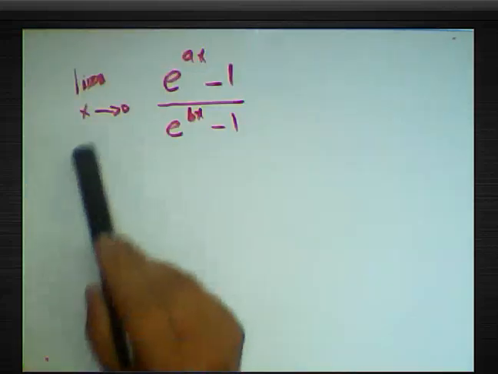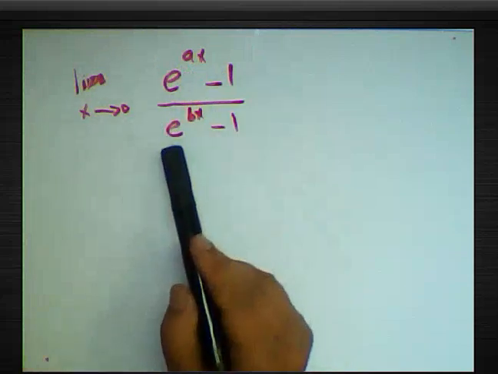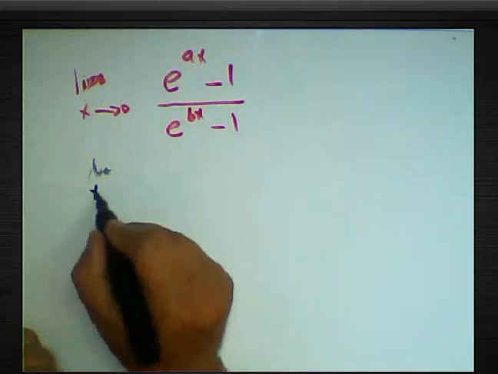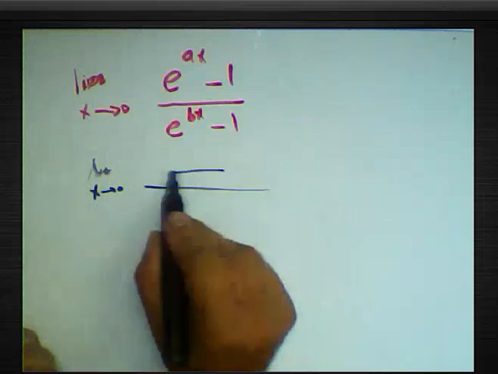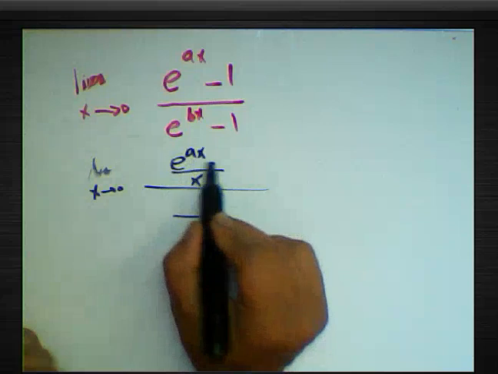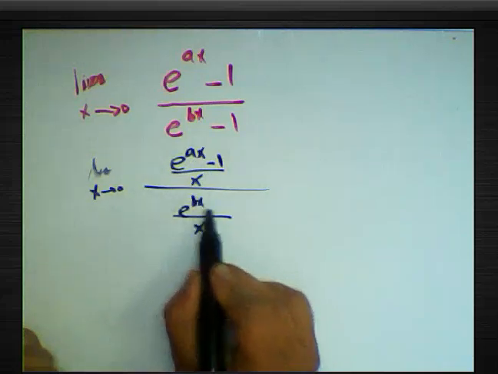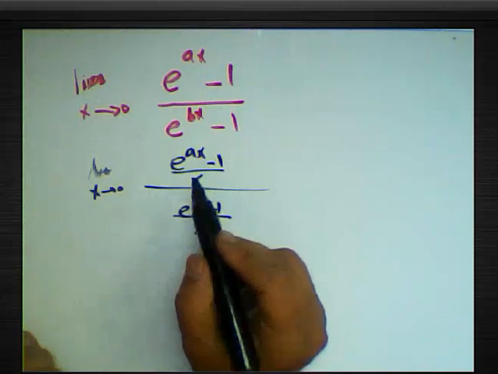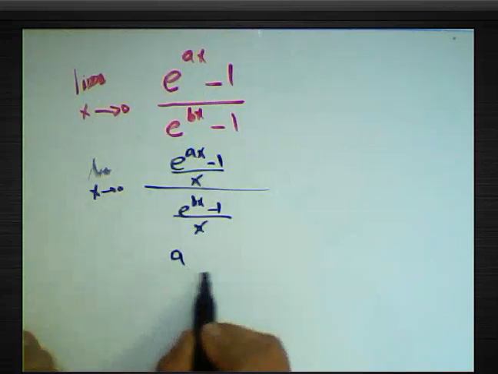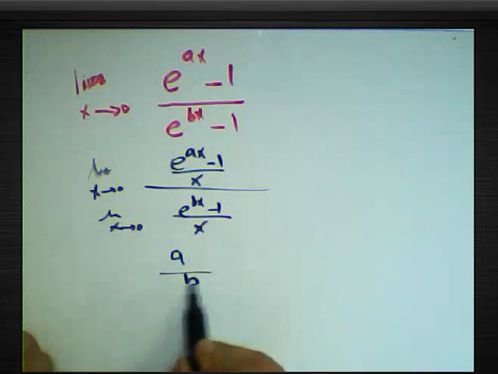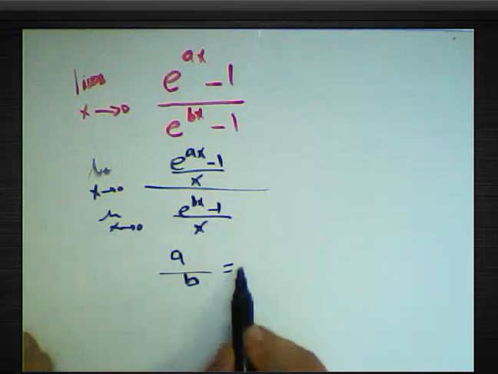The limit as x approaches 0 of (e^(ax) minus 1) over (e^(bx) minus 1). We can find the result by dividing the numerator and denominator by x, to find the rule. The result for the top will be a, and the limit as x approaches 0 for the denominator will be b, so the result will be a over b.